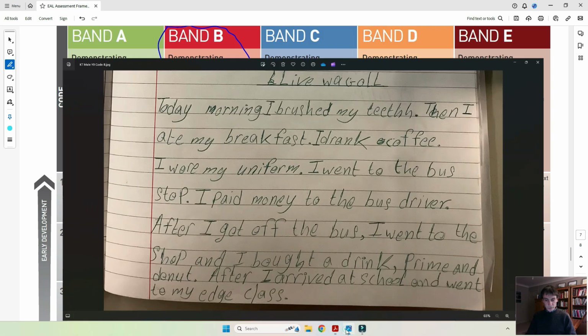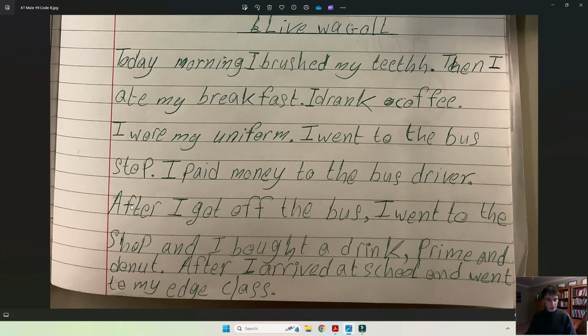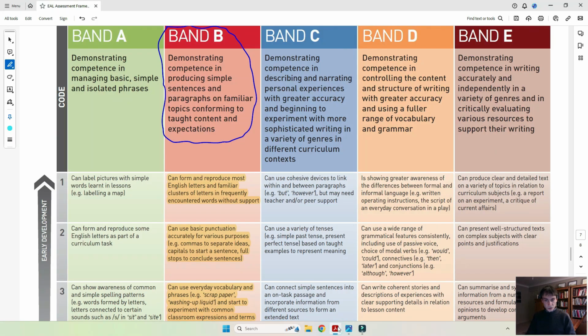And if we go back to our text, after I got off the bus, I went to the shop, and after I arrived, please note that this is the same word used twice, after and after, which suggests that there's not a lot of vocabulary that the learner has at his disposal, and therefore it is not sophisticated writing at all. Can use a variety of tenses? Well, definitely not. We know that there's only past simple tense used there.